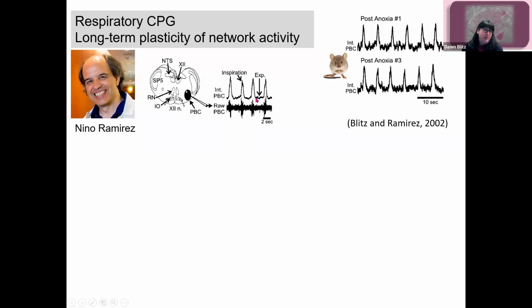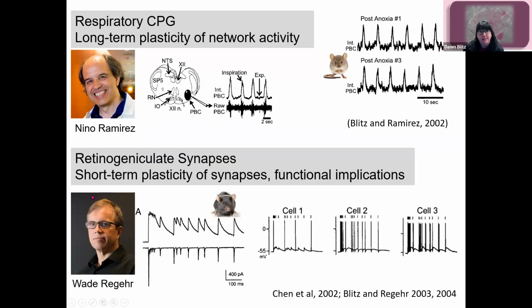So after this experience, I decided to push myself even further out of my comfort zone. And I went to work with Wade Regehr at Harvard Med School to look at synaptic plasticity. In this case, I was again using a mouse brain slice preparation, but now looking at a sensory pathway, the retinal ganglion cell synapses onto thalamic neurons, and looking at how the strength of synaptic currents is finely sensitive to the timing of the inputs, and then how that plasticity regulates the way that the thalamic neurons respond to this incoming sensory information.